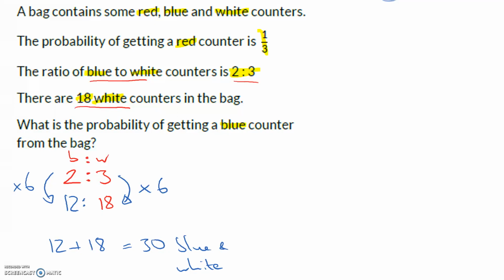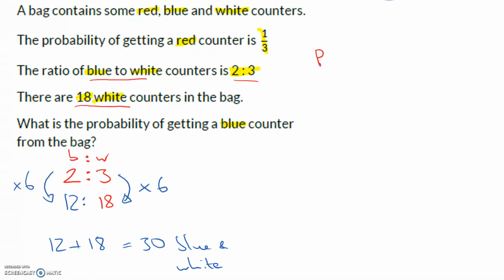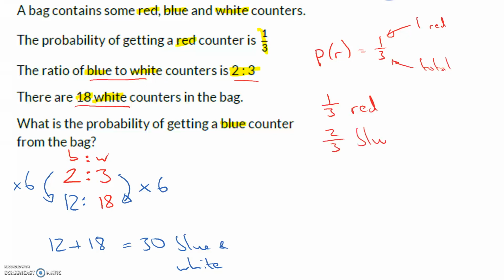Okay, what next? The probability of getting a red counter is 1/3. So probability red equals 1/3. Well, that means that 1/3 of the counters must be red, doesn't it? That means that 1 is red out of a total of 3. So 1/3 of the counters are red. Okay, and we know that if 1/3 of the counters are red, that means that 2/3 must be blue and white.